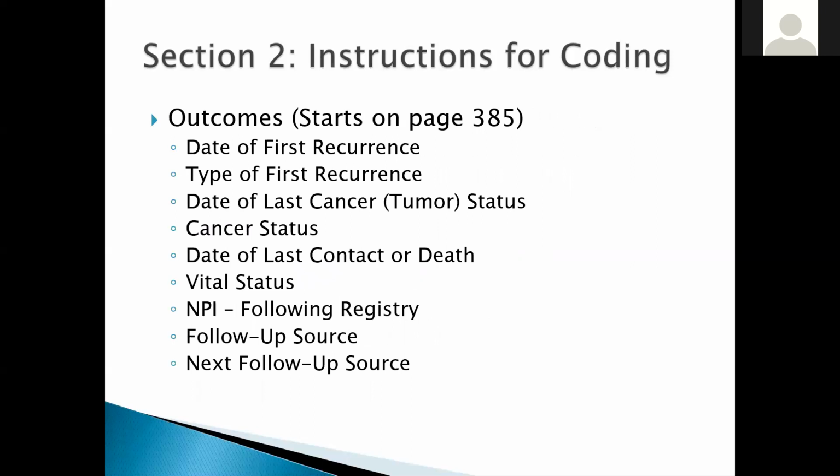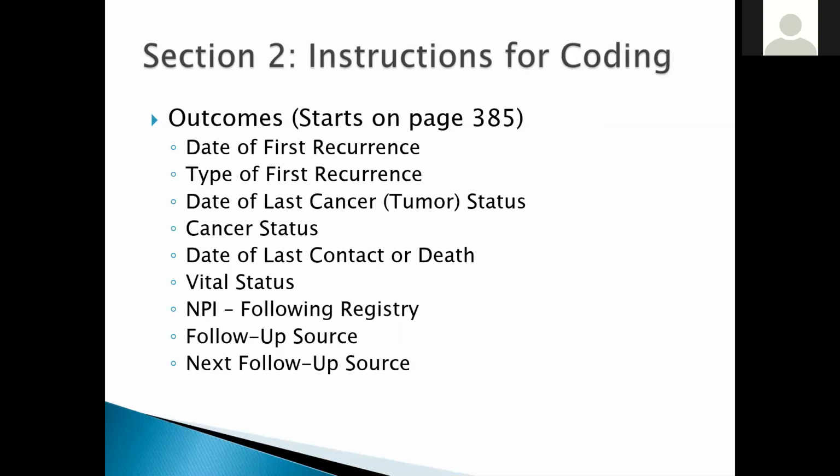On page 385, the outcomes data fields begin. The outcomes include tumor status. Has the cancer recurred after being disease-free? And what type of recurrence was it? The patient's cancer status is whether the patient is with or without cancer. Some patients are never disease-free. So a patient can be with cancer or with disease, without cancer, or never disease-free.